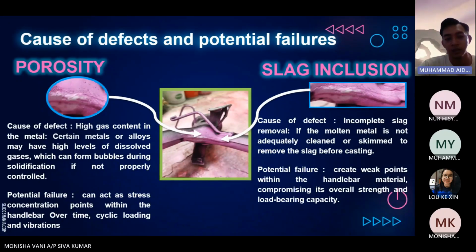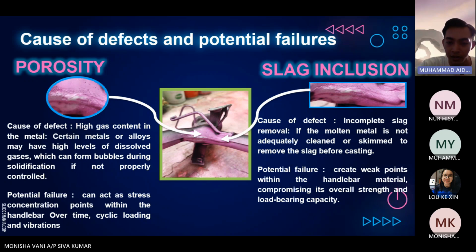From the testing we did, we found 2 defects, and I will explain more about the causes of the defects and the potential failures. So the first defect that we found is porosity. This defect occurs because of high gas content in the metal. Certain metals or alloys may have high levels of dissolved gases, which can form bubbles during solidification if not properly controlled. And for the potential failure, it can act as stress concentration points within the handlebar over time, under cyclic loading and vibration.